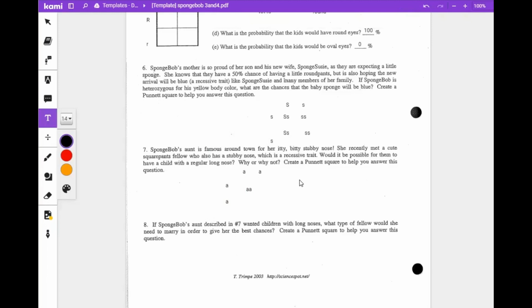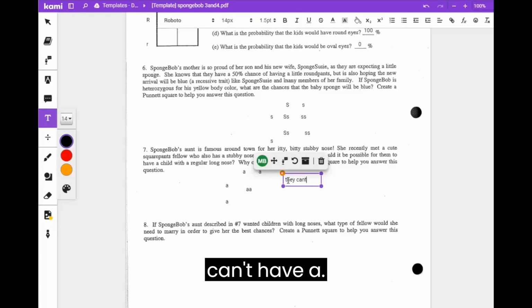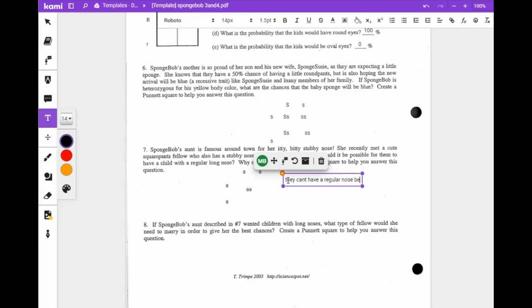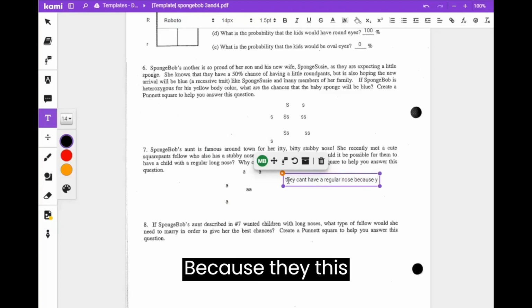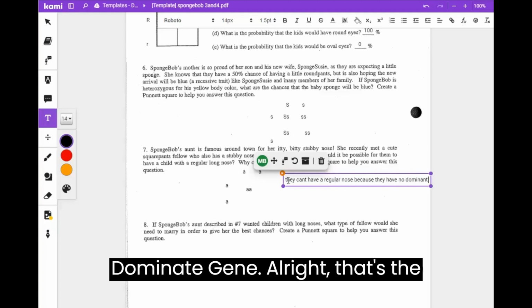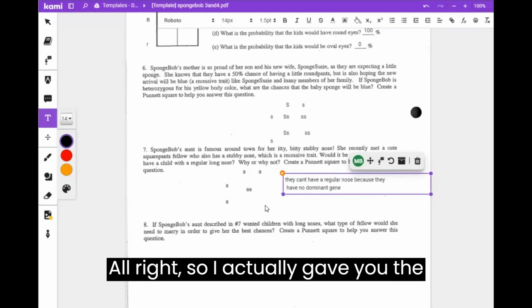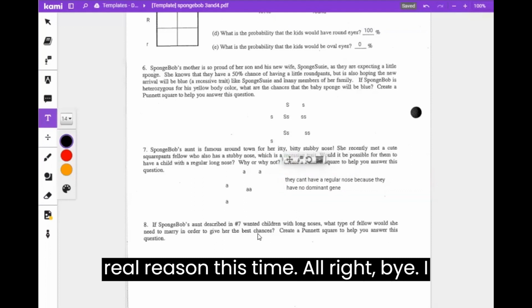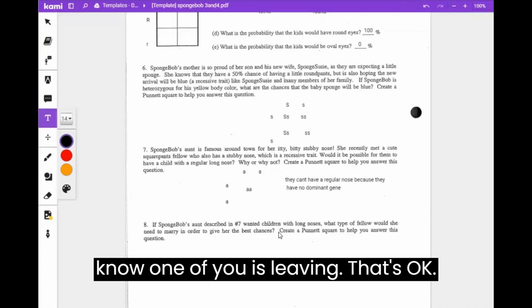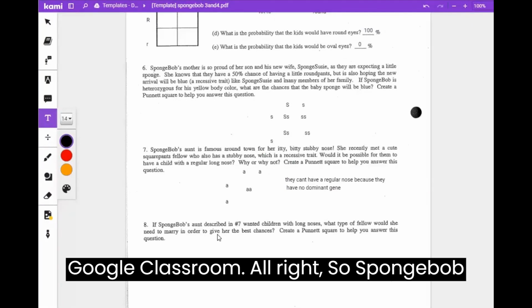Why or why not? Okay. They can't have a regular nose because they have no dominant gene. All right, that's the reason. Okay. All right, so I actually gave you the real reason this time. All right, bye. I know one of you is leaving. That's okay. Again, you can catch the rerun in Google Classroom.